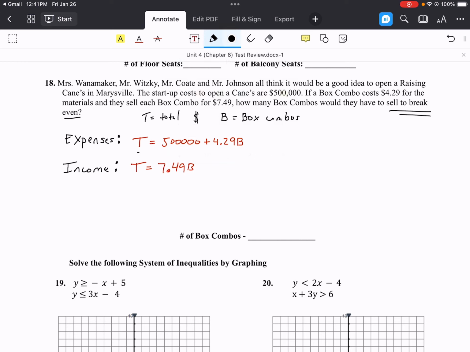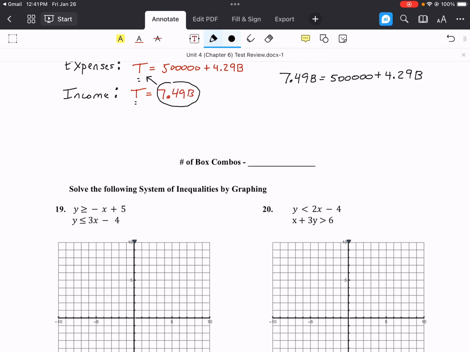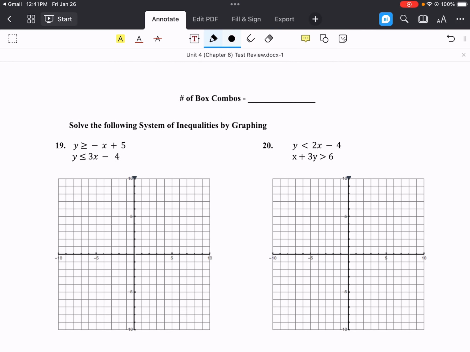Since both of these equations are set equal to T, this is set up really well for substitution. We're going to take what T equals here and plug it in for T right there. So our first step looks like something like this. We're going to set up an equation that looks something like this, and we're then going to solve for B. I'll leave that for you to solve, and then we're going to look at the final problem that we're going to do on this one together. Question 19.